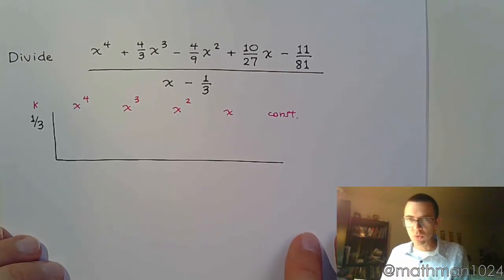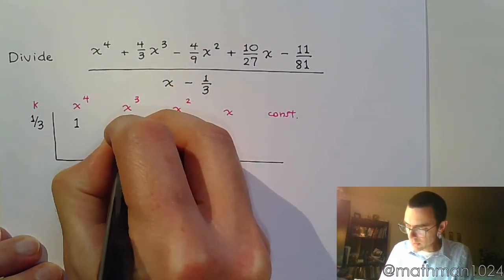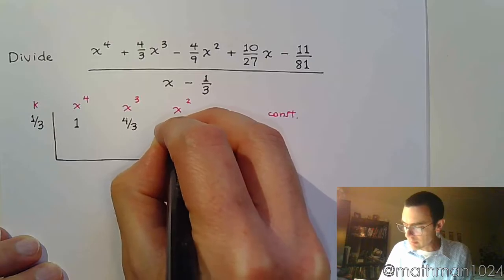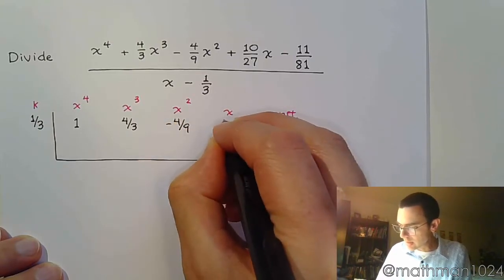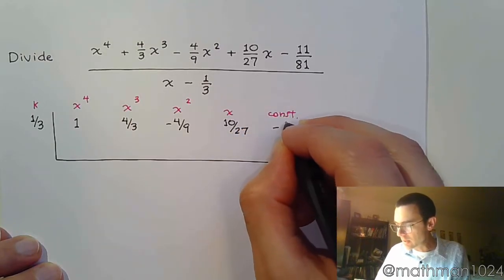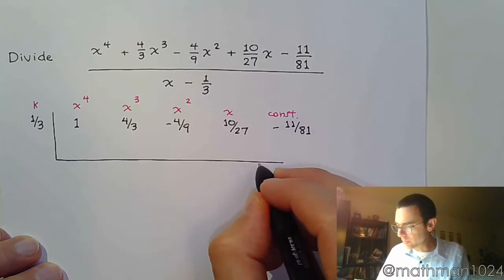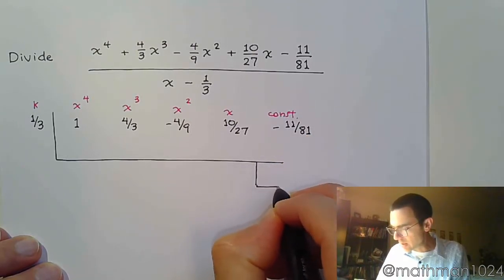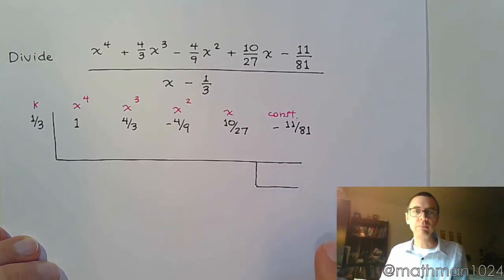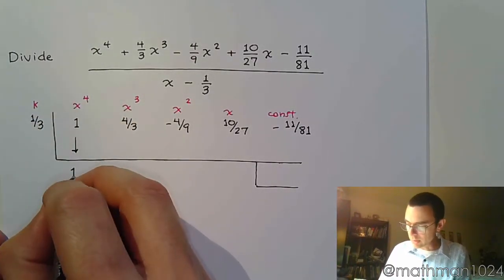All right, so the coefficients are 1, positive 4/3, minus 4/9, positive 10 over 27 and minus 11 over 81. And here's my remainder piece. All right. So first things first, we just bring down the 1.